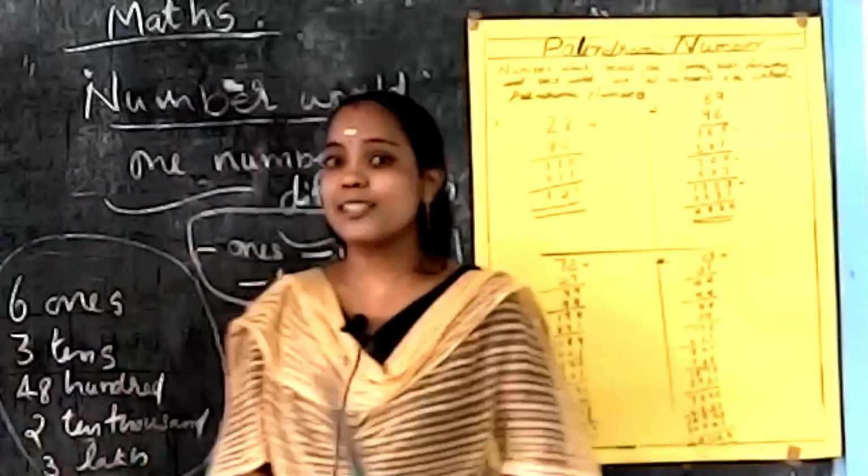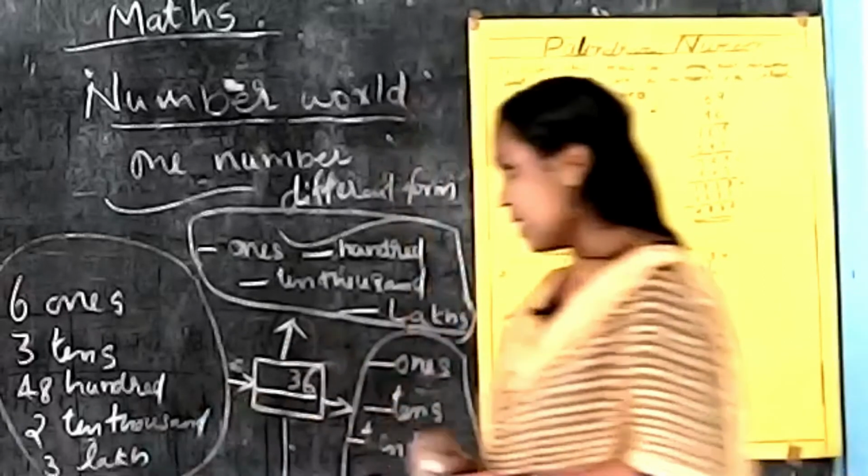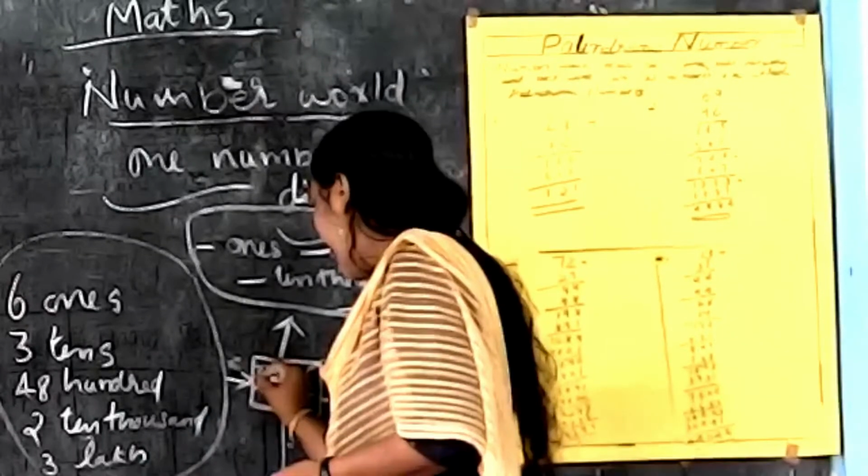One box, one clue is given. Look at the one box on the left side. What is the number? How many ones? 6 ones. How many tens? 3 tens. And how many hundreds? 4,800. And 2 10,000s, and 3 lakhs.